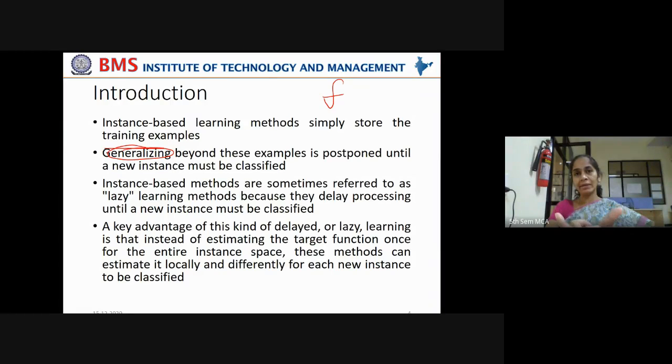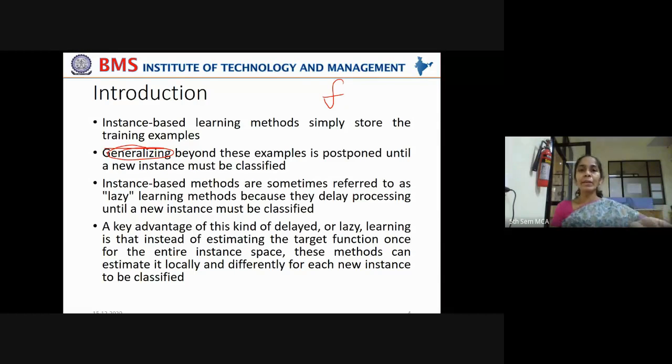Say they now learn some more additional concept. Now they encounter a third training example. They learn some additional target concept, right? They try to refine their target concept as and when they encounter the training examples. But that kind of generalization is kept pending to the last phase in instance-based learning. Generalizing beyond these examples is completely postponed until the new instance must be classified. So it just stores the training examples.